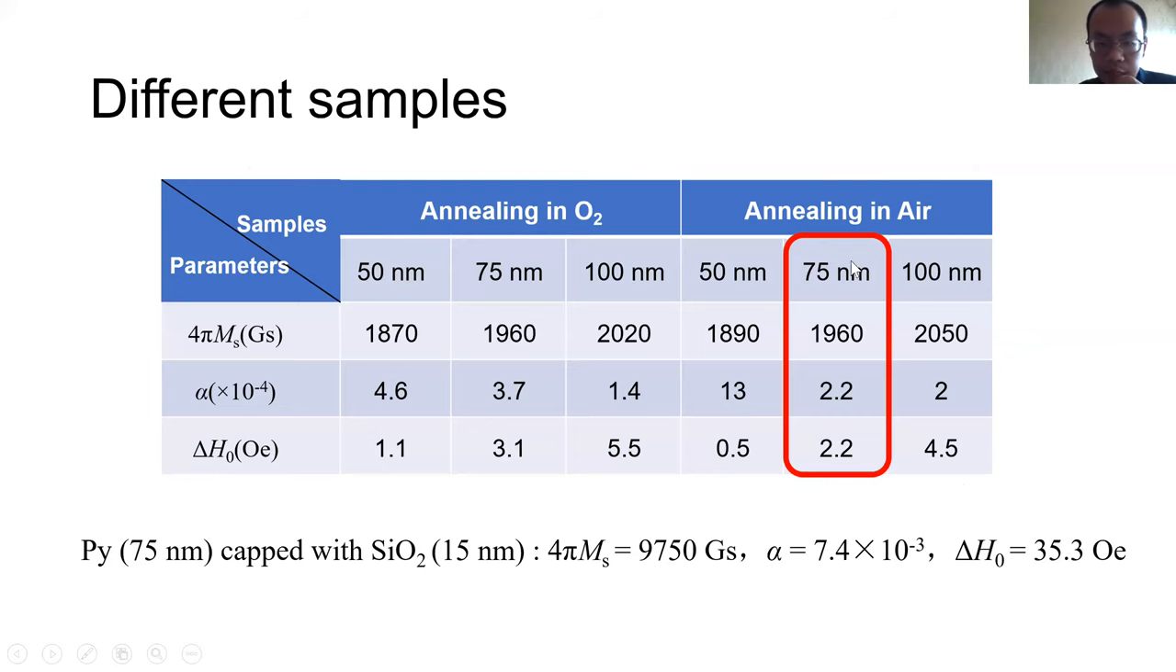So in my study, I chose these films to do my scientific research, considering all kinds of factors, including the damping factor and the linewidths due to the non-uniformity of these magnetic films. I chose this film. So correspondingly, I want to deposit this 75 nanometer permalloy to do the scientific research and cap it with silicon dioxide. The purpose is to protect the metallic materials and to isolate these materials.